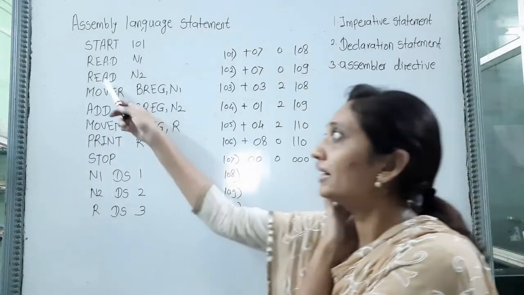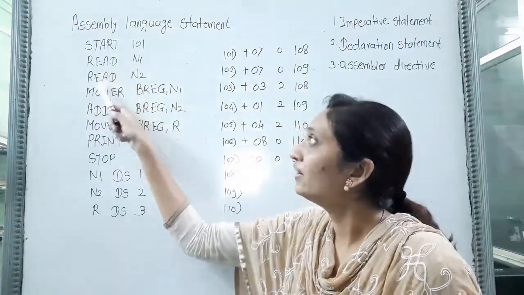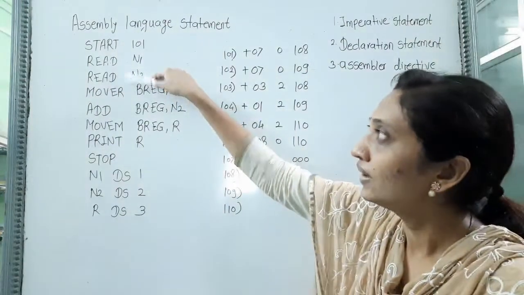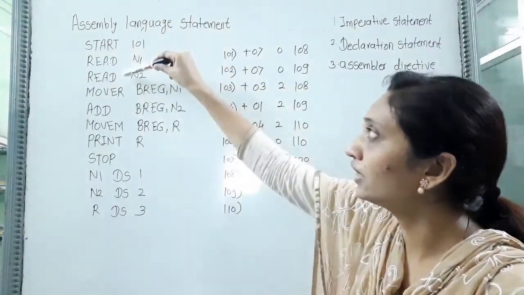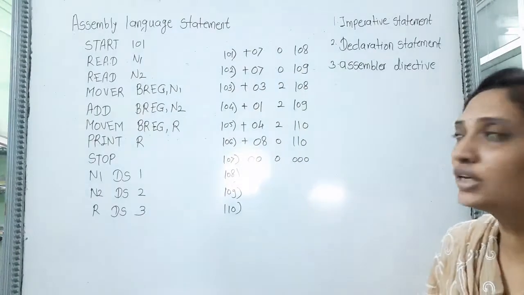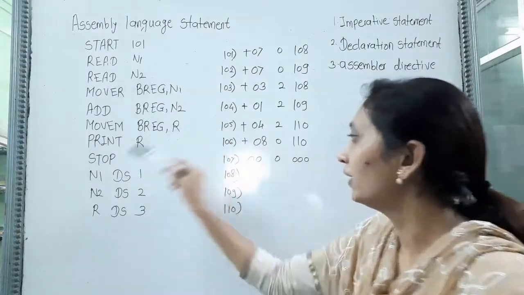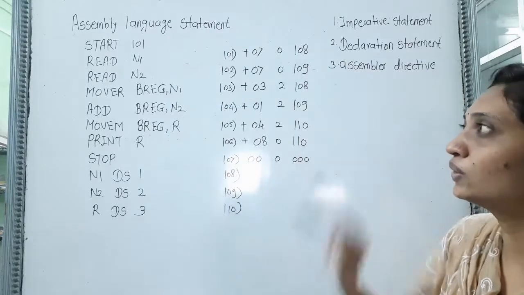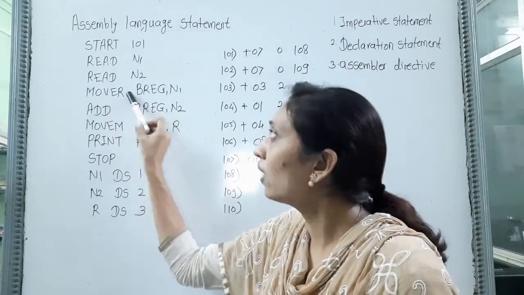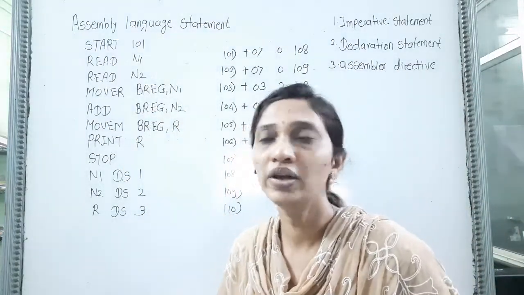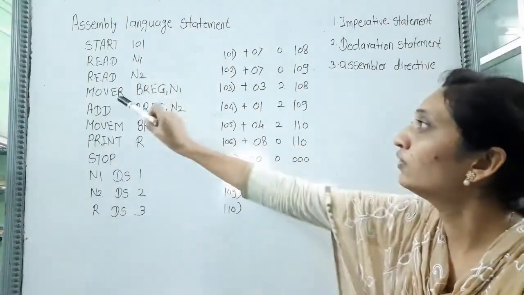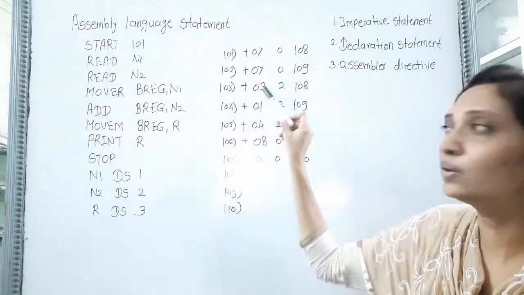Same here, READ N2. For READ, which mnemonic opcode is used? 07. Is any register present here? No. So we give 0. Then N2. N2 resides at which location? 109. So we give 109. After that MOVER. For the MOVER mnemonic, we are using the opcode 03. So we give here the mnemonic opcode as 03.